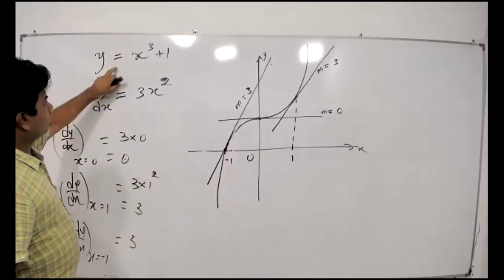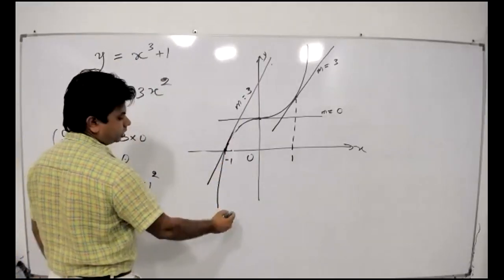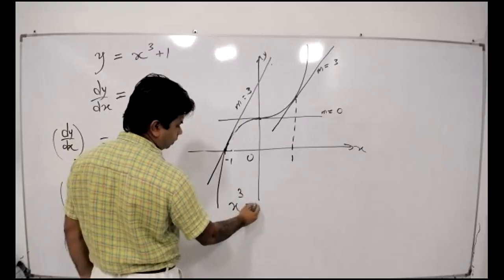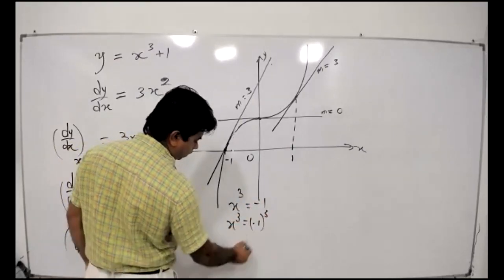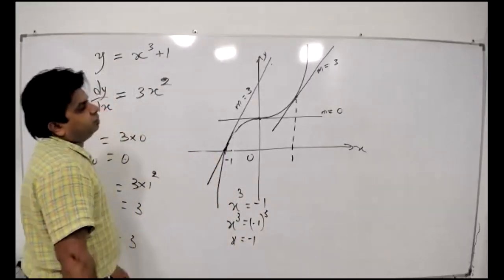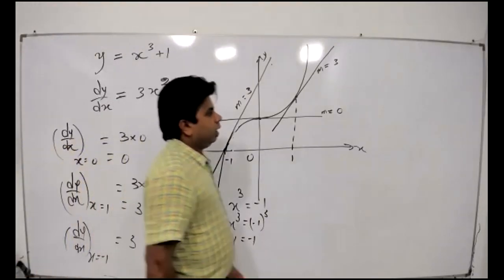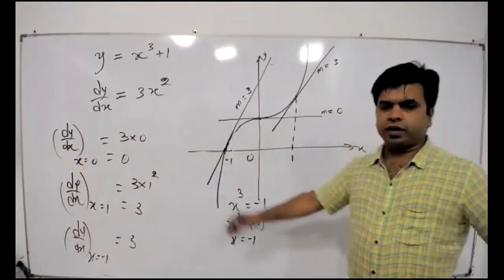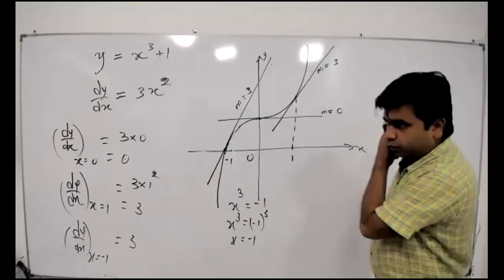You know that when y equals 0, x cube plus 1 equals 0, so x cube equals minus 1, which is minus 1 cubed. So x equals minus 1, exactly on the x-axis. So these are the things that can be seen here. Then we can find out the gradient at any x value given. Clear? Okay, now write down.